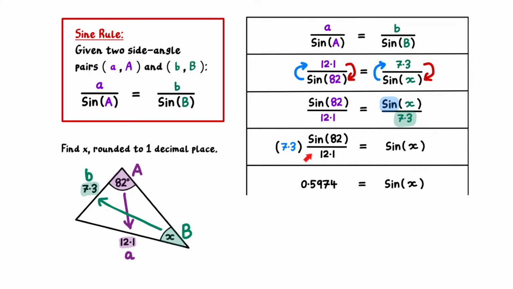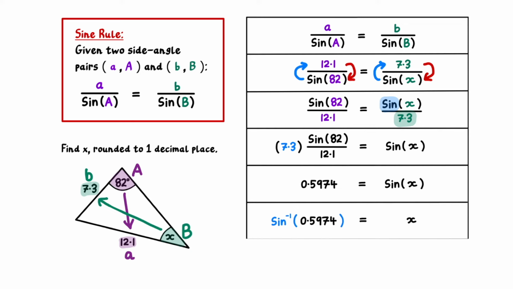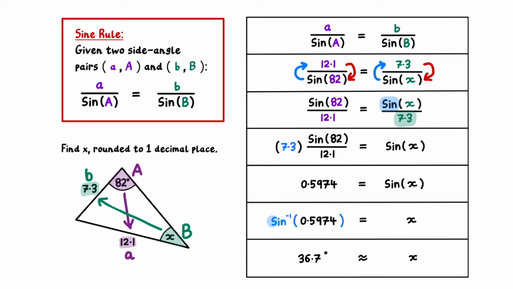As the next step, we can simplify the left-hand side using our calculator. Now, to get rid of the sine function, we should take sine inverse of both sides. Turning to our calculator again, we can compute the left-hand side to see that x equals 36.7 degrees.